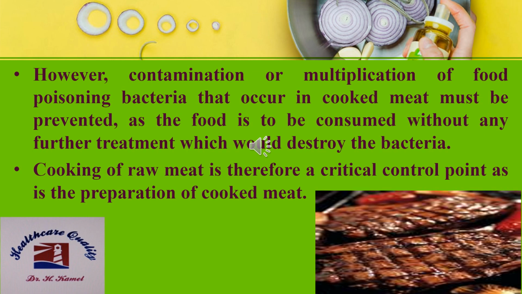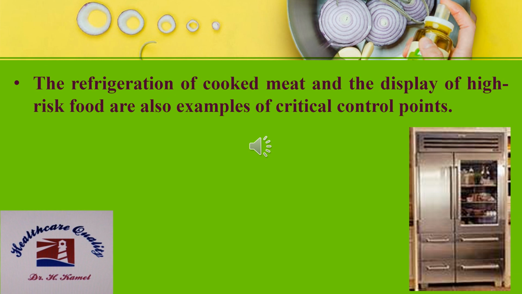Contamination or multiplication of food poisoning bacteria that occur in cooked meat must be prevented as the food is to be consumed without any further treatment, which would destroy the bacteria. Cooking of raw meat is therefore a critical control point, as is the preparation of cooked meat. The refrigeration of cooked meat and the display of high-risk food are also examples of critical control points.